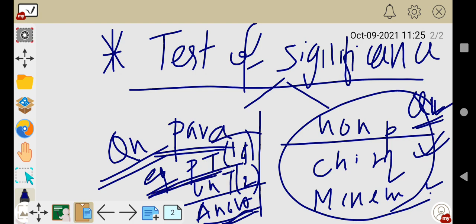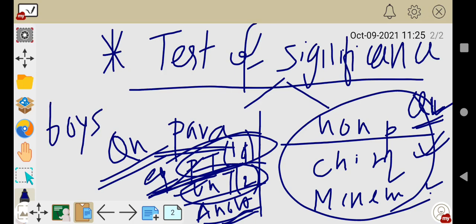Now we'll discuss parametric tests, the paired and unpaired t-test. What do you mean by paired and unpaired? Examples are often asked. Paired t-test is mainly for one group, for example when you measure the BP in boys before and after taking an antihypertensive. So you are measuring the BP in one group. This is the paired t-test.